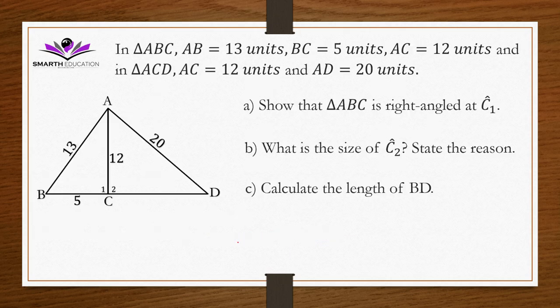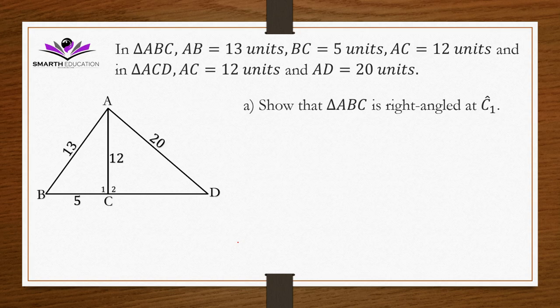All right, in triangle ABC, AB is 13 units, BC is 5 units, AC is 12 units. And in triangle ACD, AC is 12 units and AD is 20 units. Show that triangle ABC is a right angle triangle at angle C1. After that, what is the size of angle C2? State the reason. And after that, calculate the length of BD. You can try to do this one before I show you.